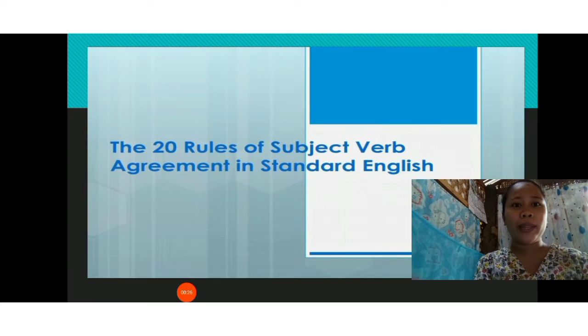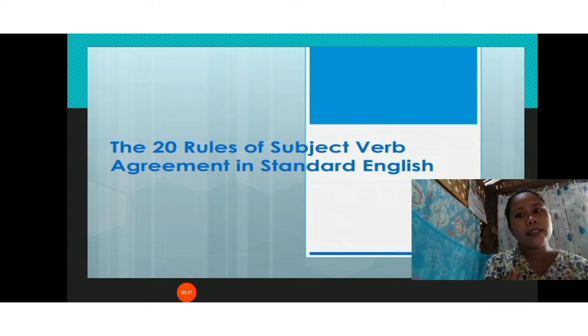So for today's discussion, we have a topic: the 20 rules of subject-verb agreement in standard English. But before that, let's remember what is subject. When we say subject, this is the one who is doing the action in the sentence, or this is the one that we are talking about in the sentence.